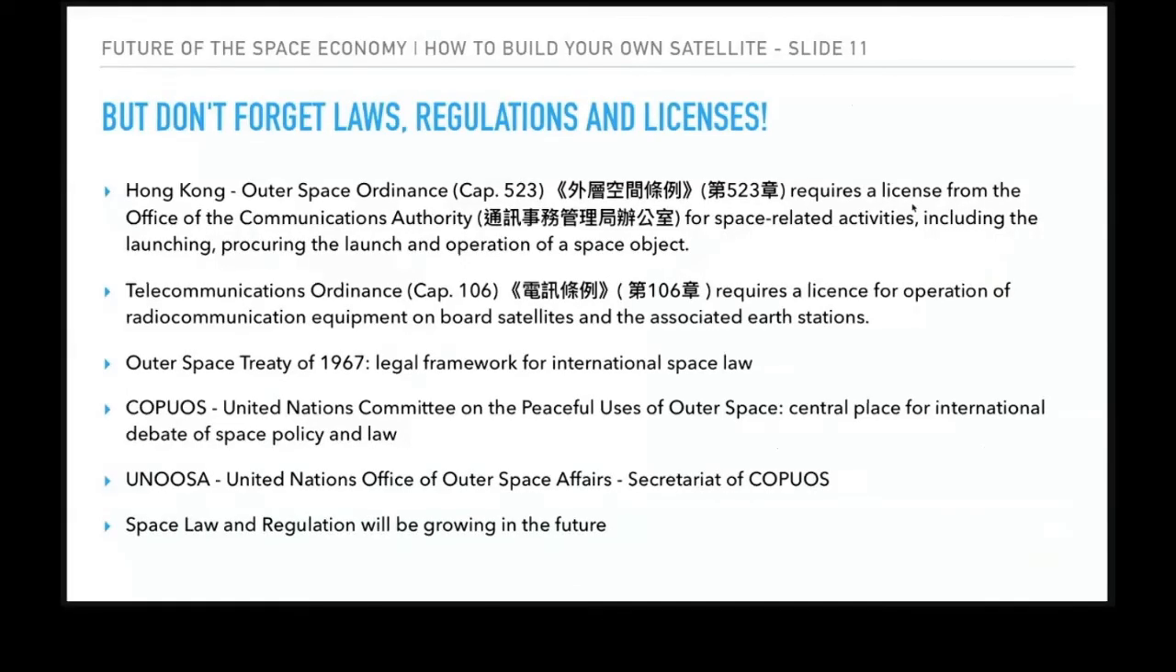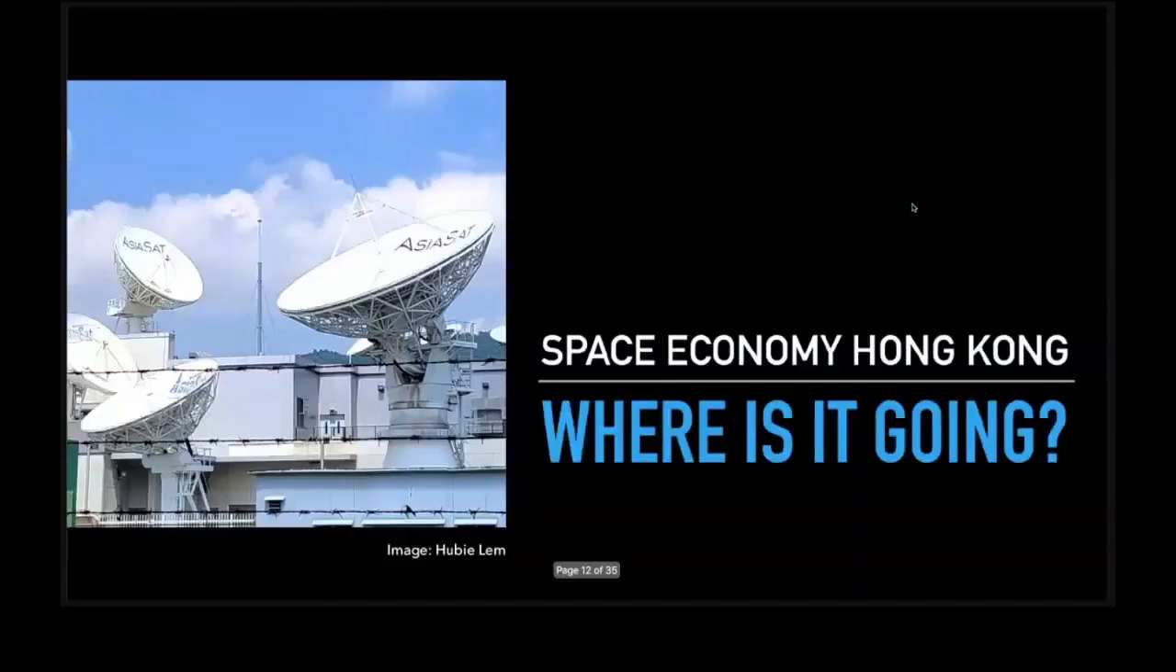And again, don't forget all the laws and regulations and licenses involved. For example, in Hong Kong, there's an outer space ordinance that requires licensing for all launches, as well as the telecommunications ordinance for radio communications. And then internationally, there's the Outer Space Treaty of 1967, which provides a legal framework for international law, and then several United Nations organizations under it. And so you can see with all the space activity going on around the world, space law and regulation will be growing in the future.